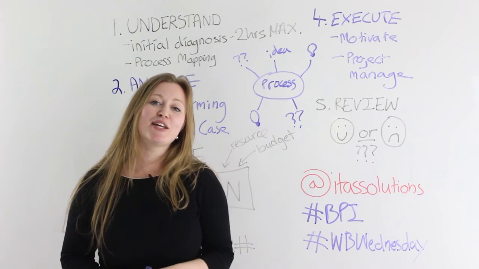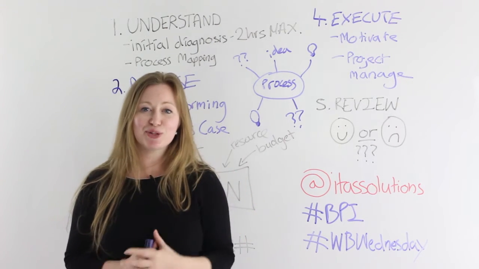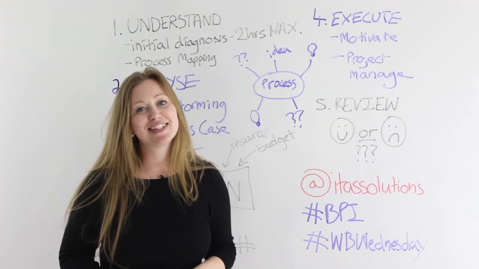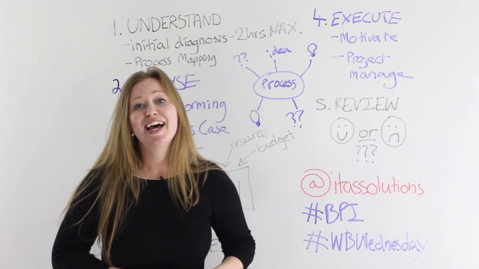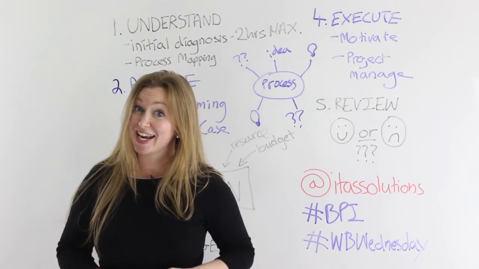Okay guys, so in summary, there are 5 stages to any good process improvement project: understand, analyse, decide, execute and review. Don't miss any of them.